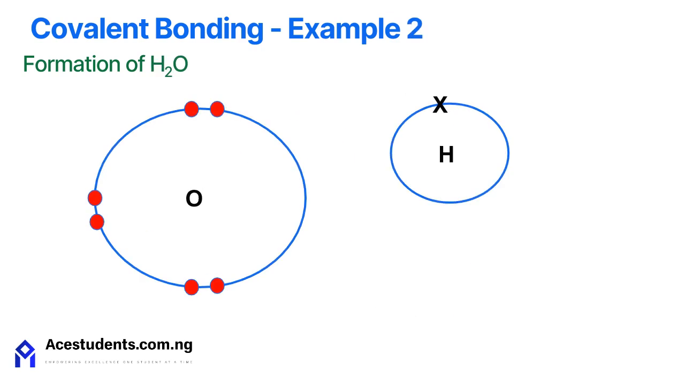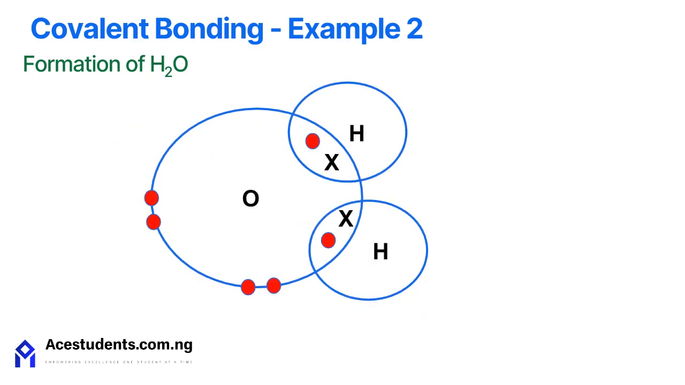Another example is the water molecule, H2O, which contains hydrogen and oxygen. Oxygen has 6 electrons in its outer shell. Therefore, oxygen needs 2 more electrons to be stable. Next, we add the electrons for hydrogen. Each hydrogen has 1 electron. Each hydrogen needs 1 more electron to be full.